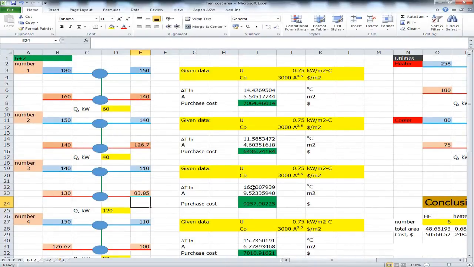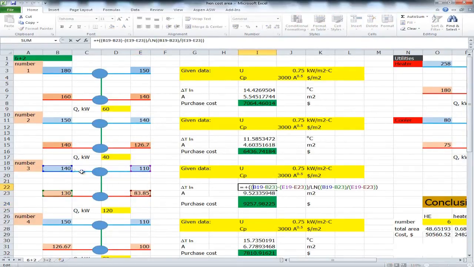So let's see. How can we calculate the delta T log mean? The delta T log mean is equal to the blue one minus the green one, and minus the difference temperature of these two, and then divided by the natural log of the ratio of this side and that side.